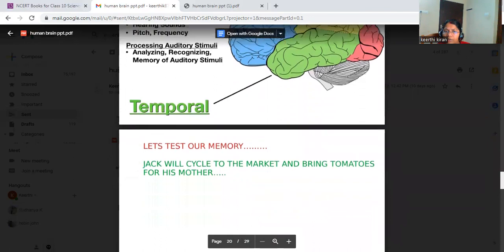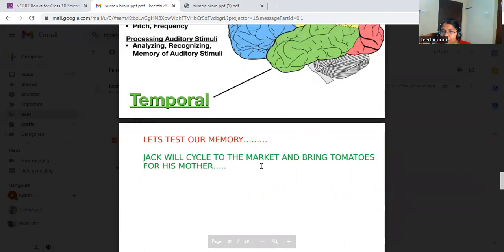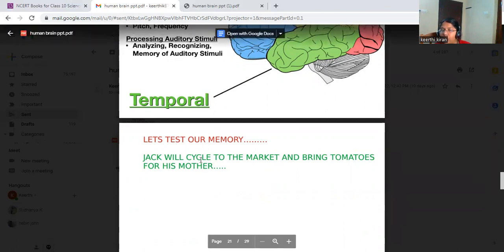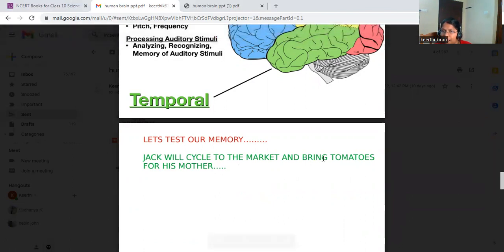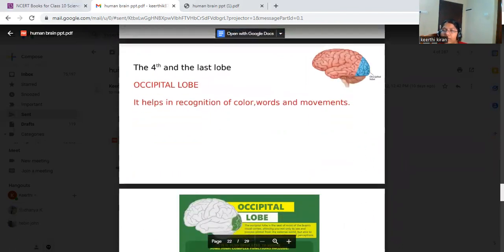Okay, so I will give you one sentence. Jack will cycle to the market and bring tomatoes for his mother. Now, repeat after me. How many of you can tell it very correctly? Yes, Jack will cycle to the market and bring tomatoes for his mother. So this is the thing that shows our temporal lobe is also working very properly.